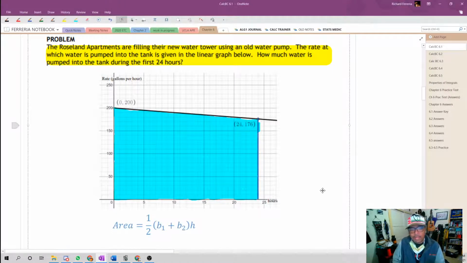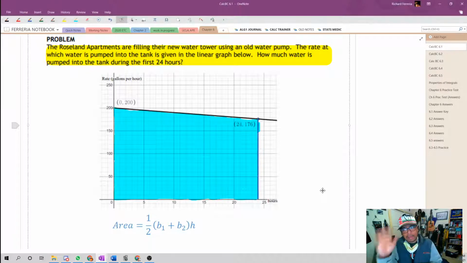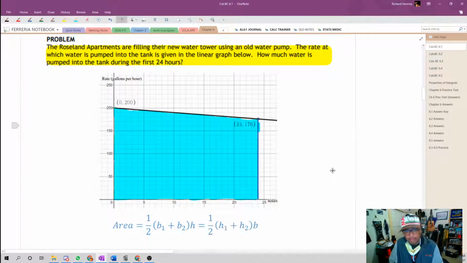The area of any trapezoid is 1/2 of base 1 plus base 2 multiplied by height. In our case, things are going to be kind of different because the left side is going to be the base, so it's actually height 1 plus height 2 multiplied by the base. Again, the trapezoid is sideways to the way we normally see it, so the bases are actually the heights.